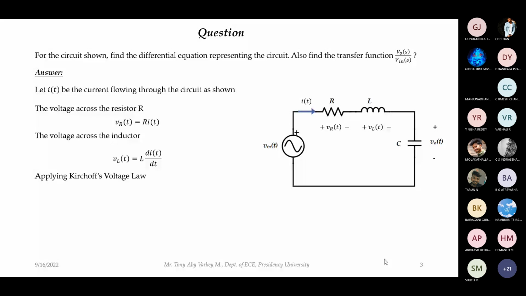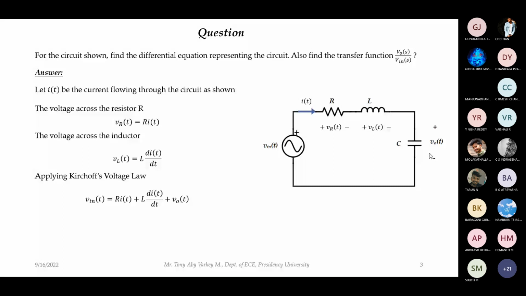Now, according to Kirchhoff's voltage law, I can write the equation for this circuit. Total voltage is V in. So V in should be equal to what? R into I of t plus L into di of t by dt plus V output of t. Correct? Yes, sir. So now I got V in of t equal to R into I of t plus L into di of t by dt plus V output of t.